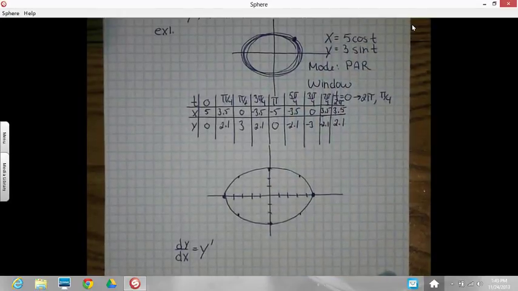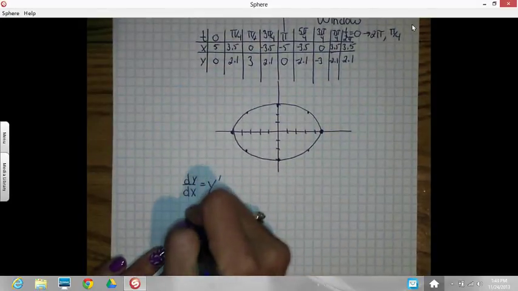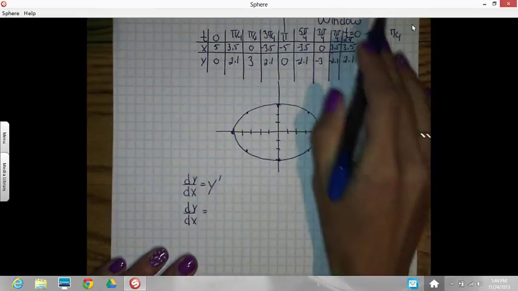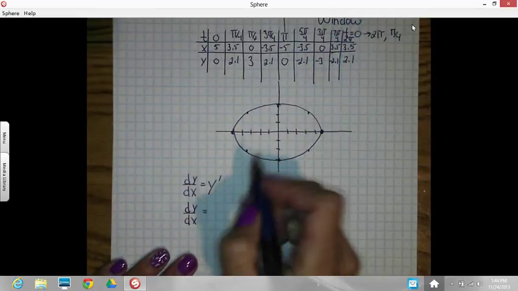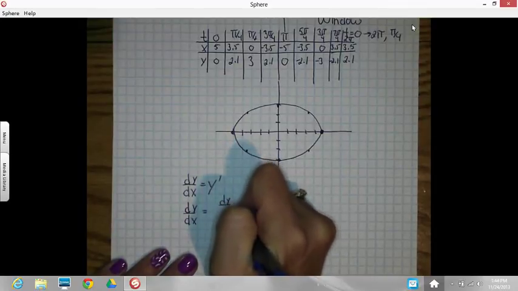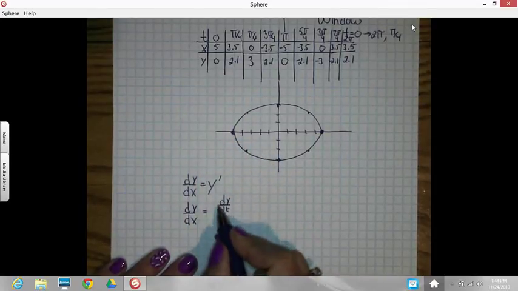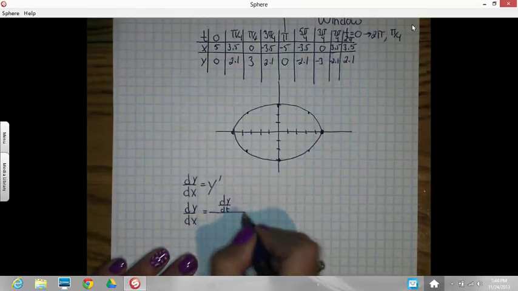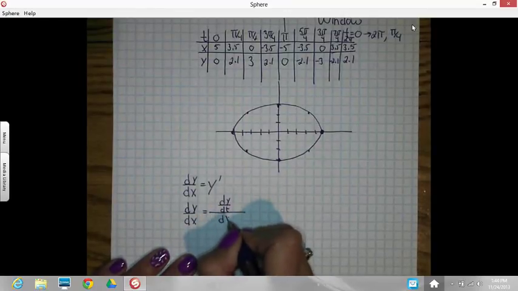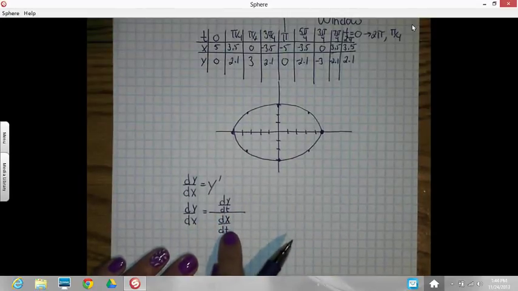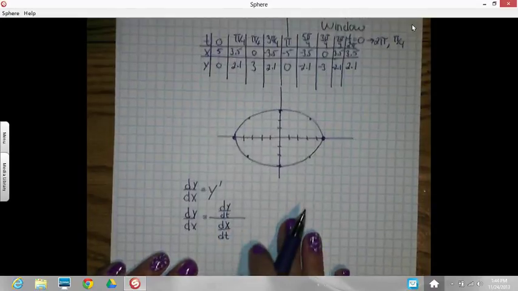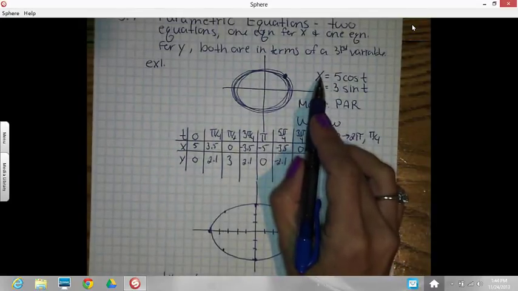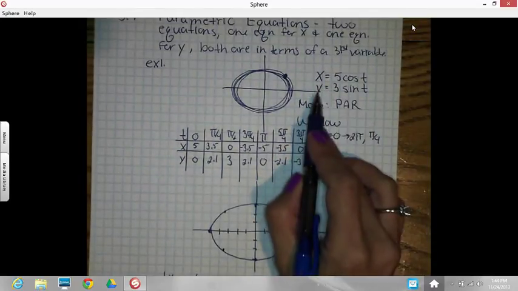So what we can do to get dy/dx, I can only do the derivatives with respect to t because that's the equation that I have. So I can find dy/dt, the derivative of y with respect to t, and if I divide by dx/dt, the derivative of the x equation with respect to t, because I have both of these equations, so I can find both of these derivatives.